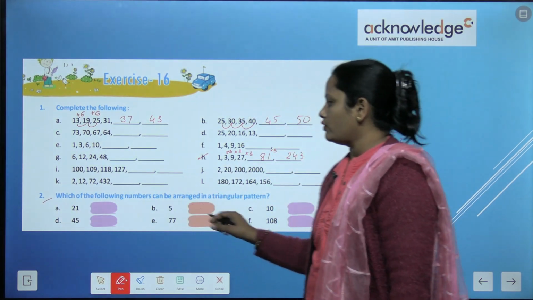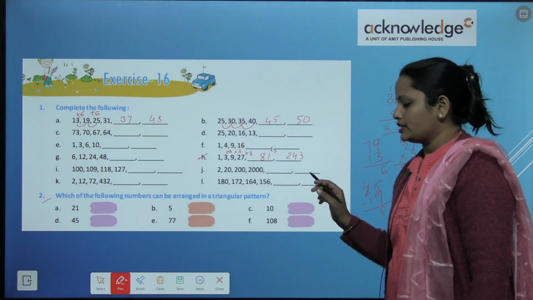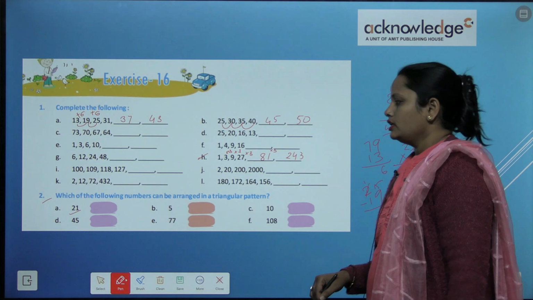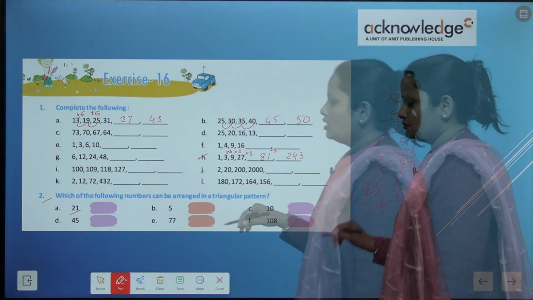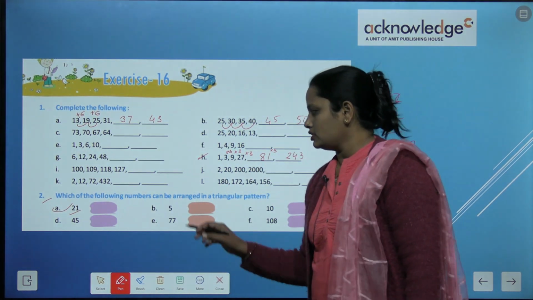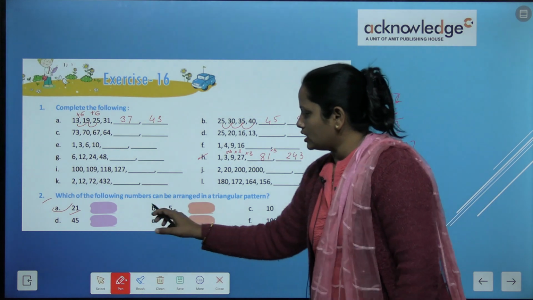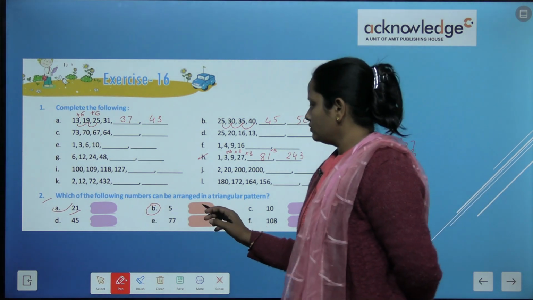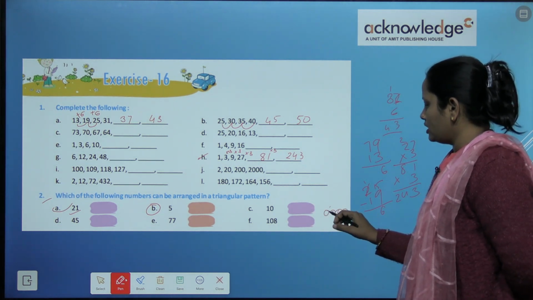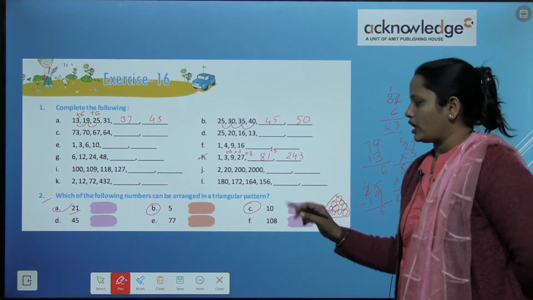Now, question number 2 is, which of the following numbers can be arranged in a triangular pattern? Triangular pattern mein kis number ko hum arrange kar sakte hain? So here, let's see this 21. So, yes, it can be divided by 3, and it is the number. This number can be arranged in a triangular pattern. Now again, this is also B question. This can also be arranged in a triangular pattern. Next, see here 10. So we can see we can arrange this or not. So yes, this number can also be arranged into a triangular pattern.